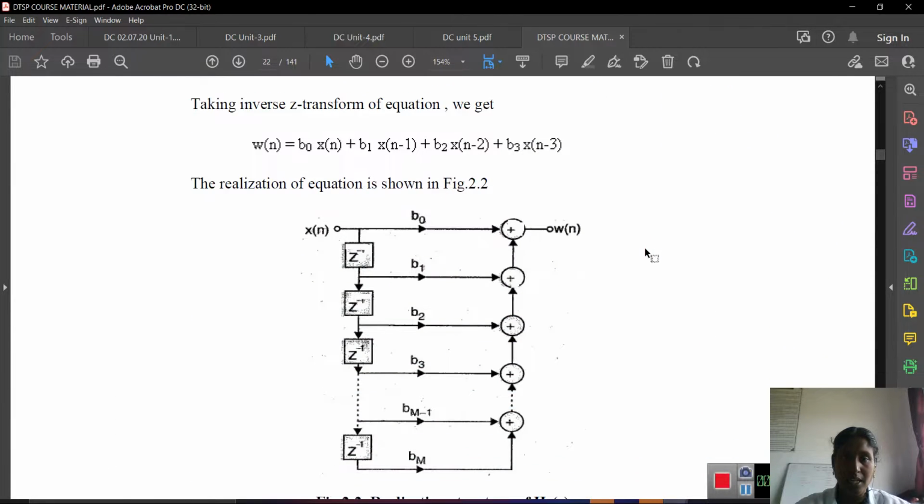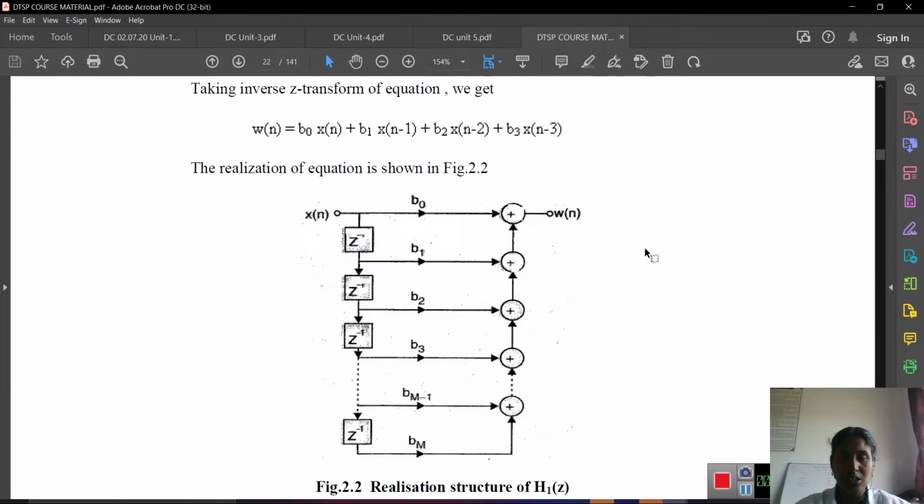This is the direct form 1 realization structure: b naught, b1, b2, b3, up to bm, applied to x of n. So we get W of n equal to b naught x of n plus b1 x of n minus 1 plus b2 x of n minus 2 plus b3 x of n minus 3 and so on. In the same way we define H2 of z. If it is combined, finally we get the direct form 1 structure.